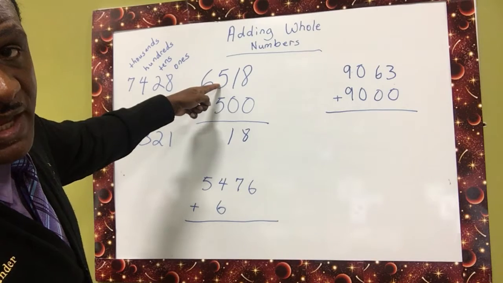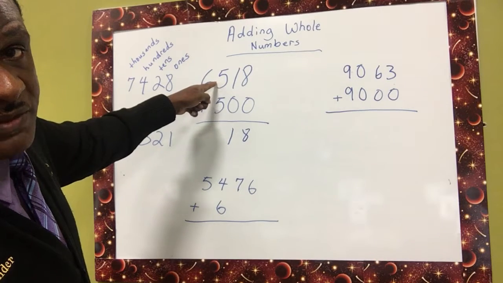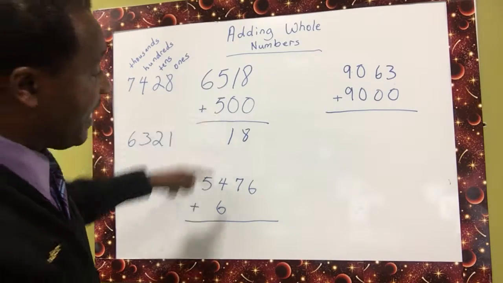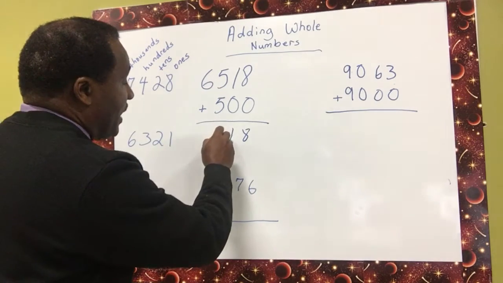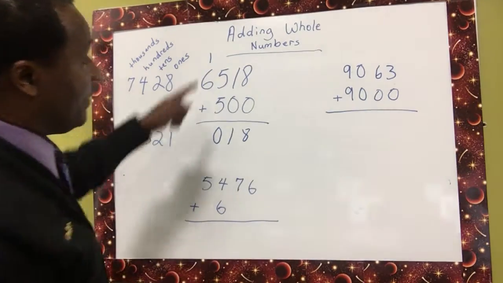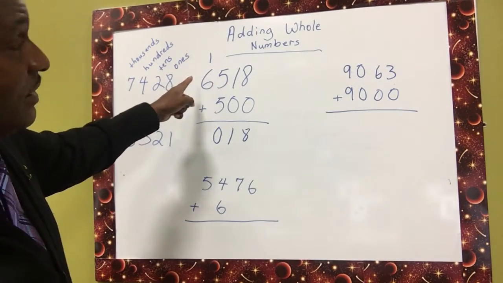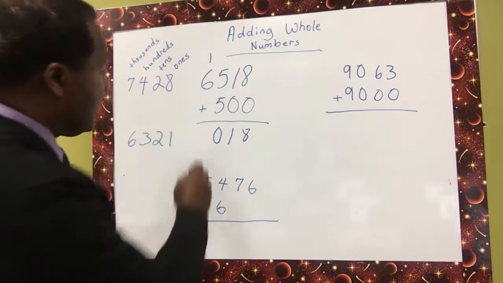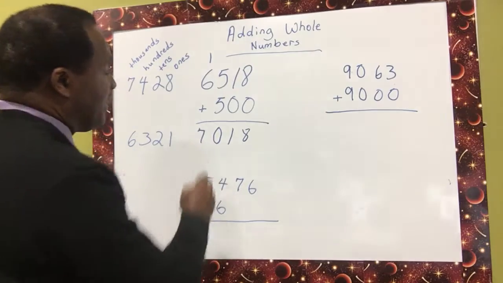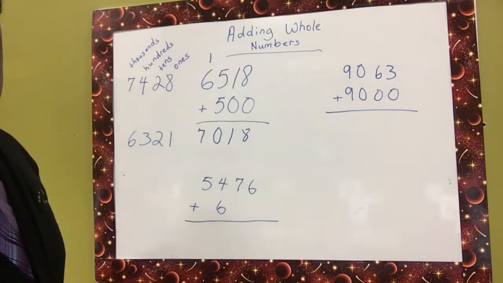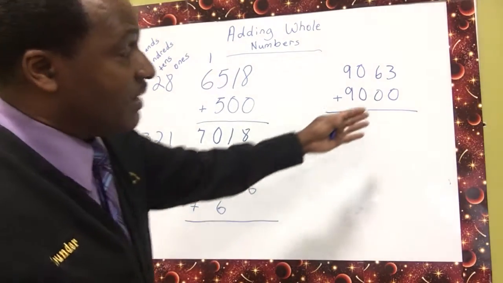How many hundreds do I have here? 500s, right? So I'm going to add this 500 to this 500, and 500 plus 500 would be 1,000. So I'm going to write my 0, and I'm going to carry the 1 in the 1,000 over here to the thousands place. So 1,000 plus 6,000 would end up being 7,000. So our number would be 7,018. Okay? And then the same thing is true here.